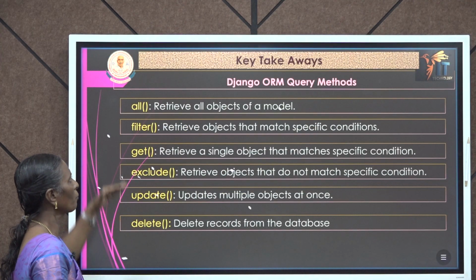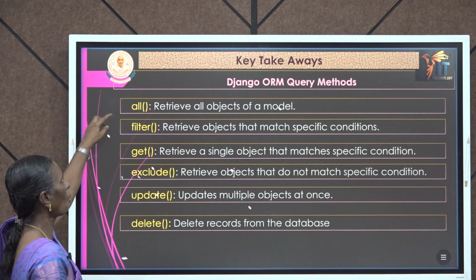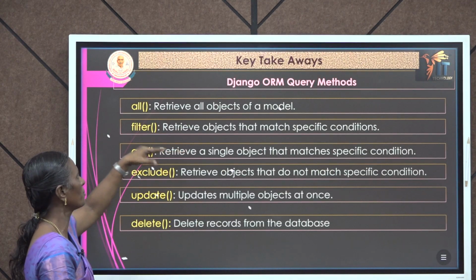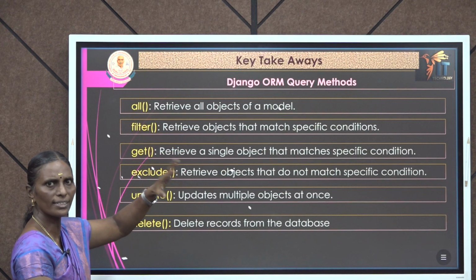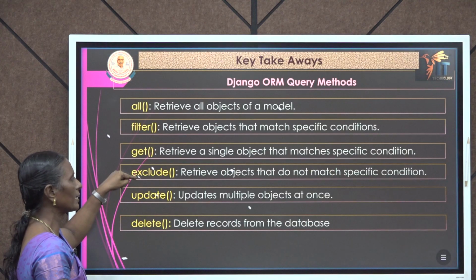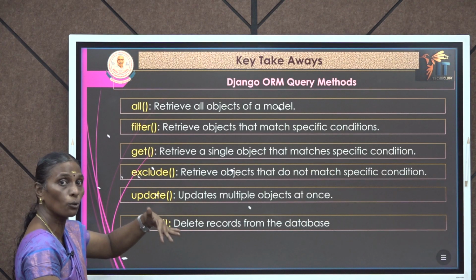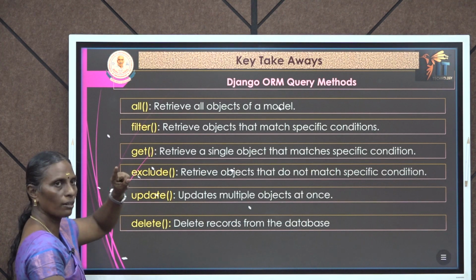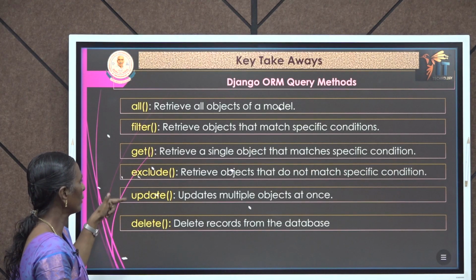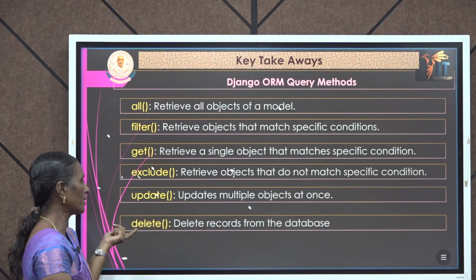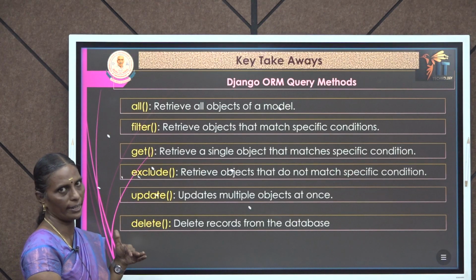So, these are the ORM queries we have already seen. All will retrieve all the objects. Filter, based on conditions, the records will be listed. Exclude, records that do not match the conditions will be listed. Get will list out a single record. Update will perform modification. Delete will remove the entire records.